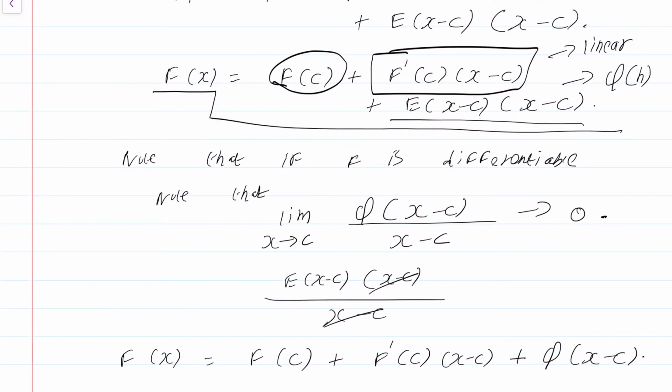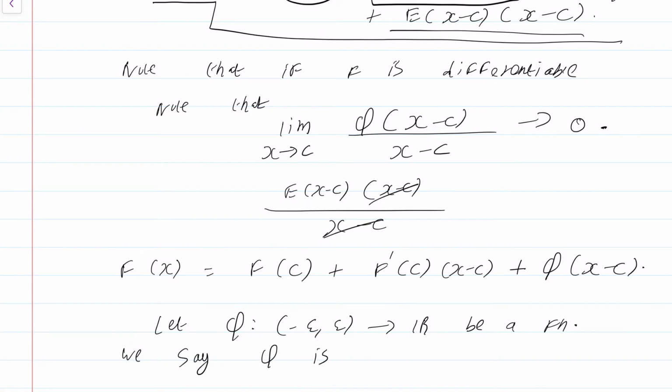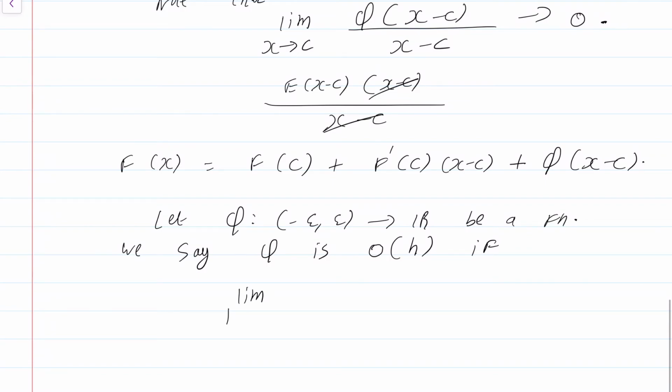Let us invent a new notation. Rather, it's already invented by Landau. Let's introduce a new notation that will allow us to summarize this expression that we have. Let phi from minus epsilon to epsilon to R be a function. We say phi is little o of h if the limit as h goes to 0 of phi of h by h equals 0.